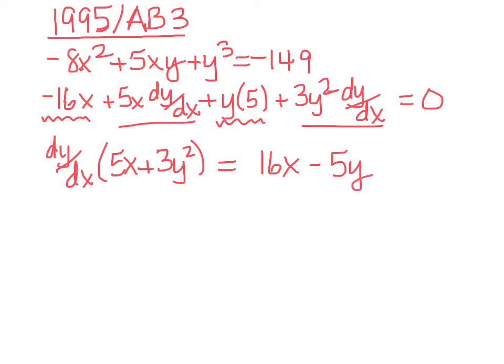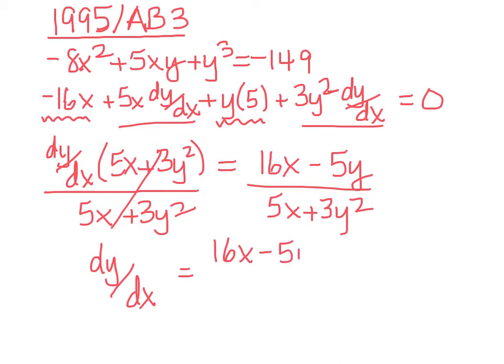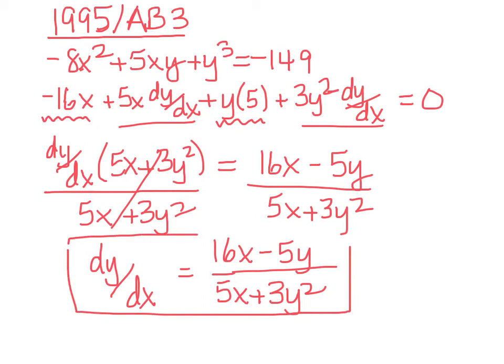Now we're trying to find dy/dx, so we're going to divide by what's attached to it since they're being multiplied currently. So that would be 5x plus 3y squared over here, which we'll cross out. And then over here, 5x plus 3y squared. So finally, dy/dx is going to equal 16x minus 5y, that whole thing, over 5x plus 3y squared. So this is your answer for part A.